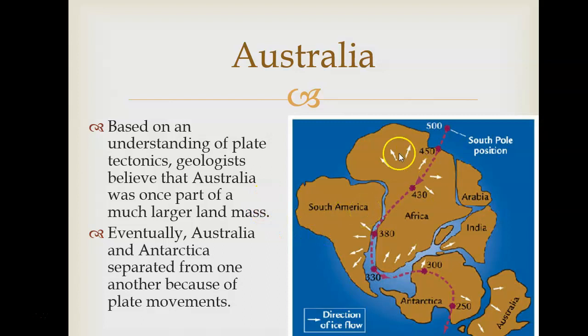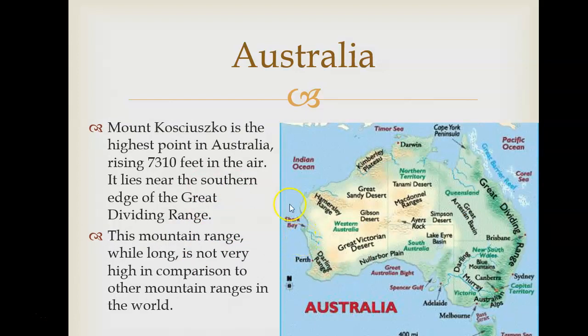So you probably have heard of continental drift and plate tectonics. So all of these used to be together, and then Australia and all these other countries break off to end up where they are today.